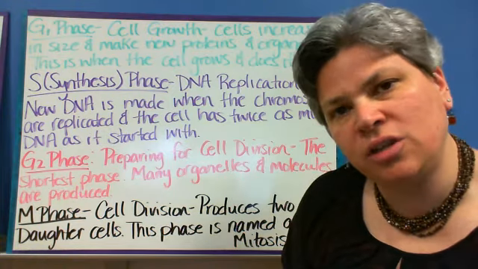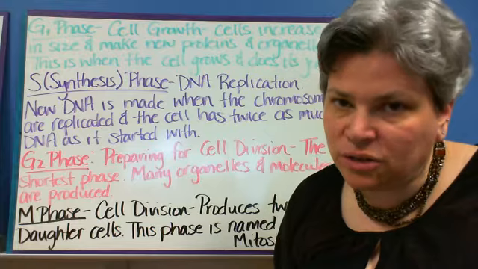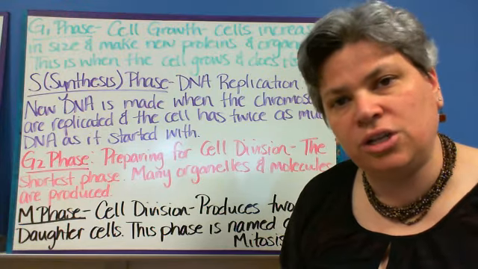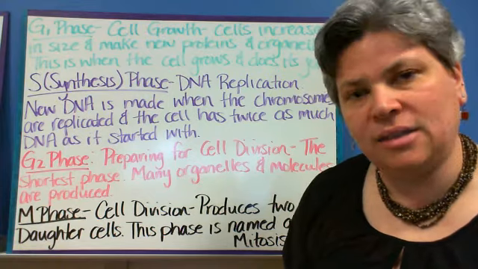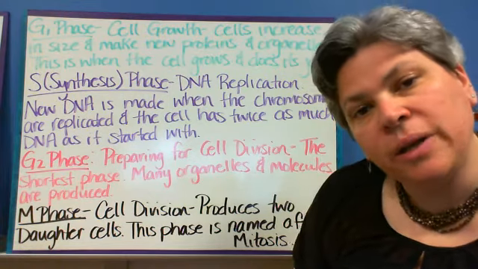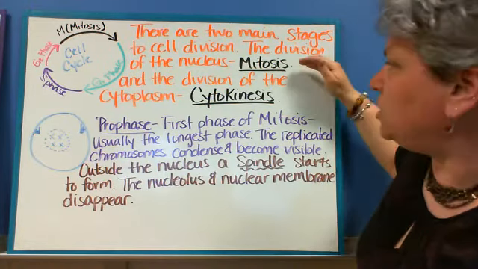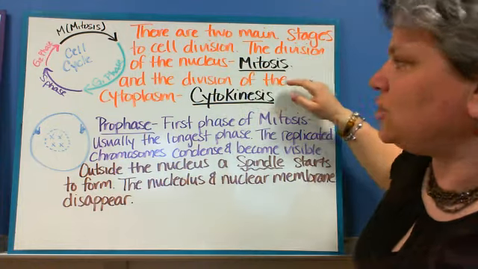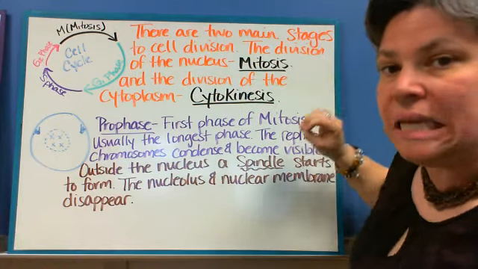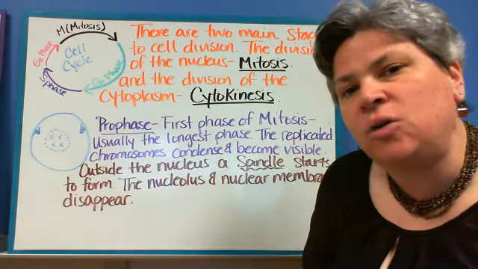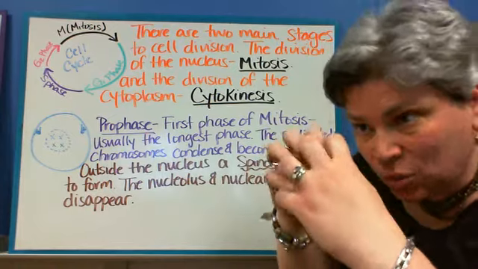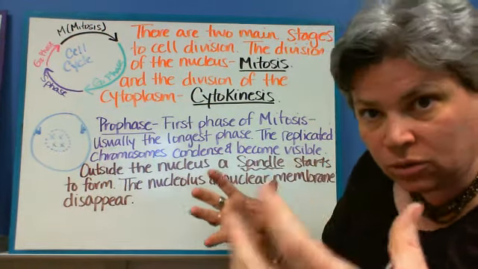So mitosis starts another phase, because remember, interphase was G1, S, and G2. So the M phase, we're out of interphase now. So what are we going to do? There are 2 major stages to cell division: the division of the nucleus, which is actually called mitosis, and the division of the cytoplasm, which is called cytokinesis. Remember, cyto means cell and kinesis means to move. So we're moving those cells, if you will look at it that way.